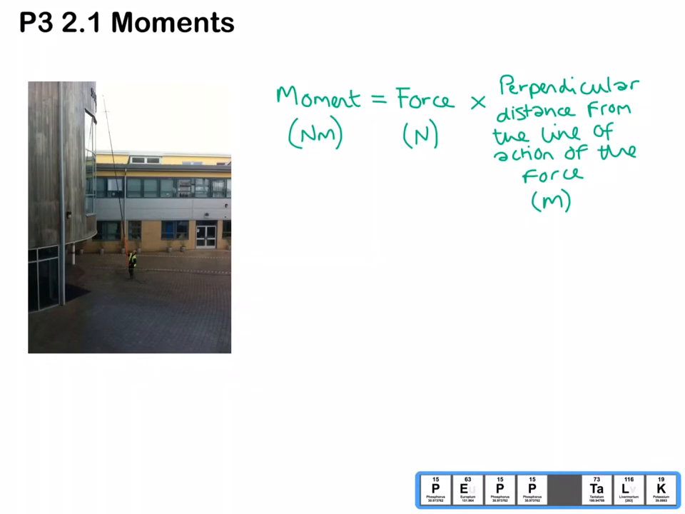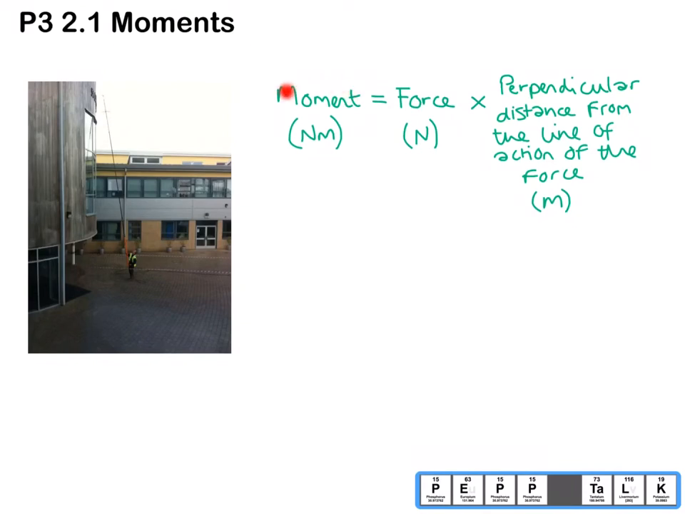So a moment is equal to the force multiplied by the perpendicular distance from the line of action of the force. Basically what that means is up here our force was acting in this direction, backwards and forwards like this, and the perpendicular distance is just the distance down here to the pivot at right angles to the line of action of that force up there.